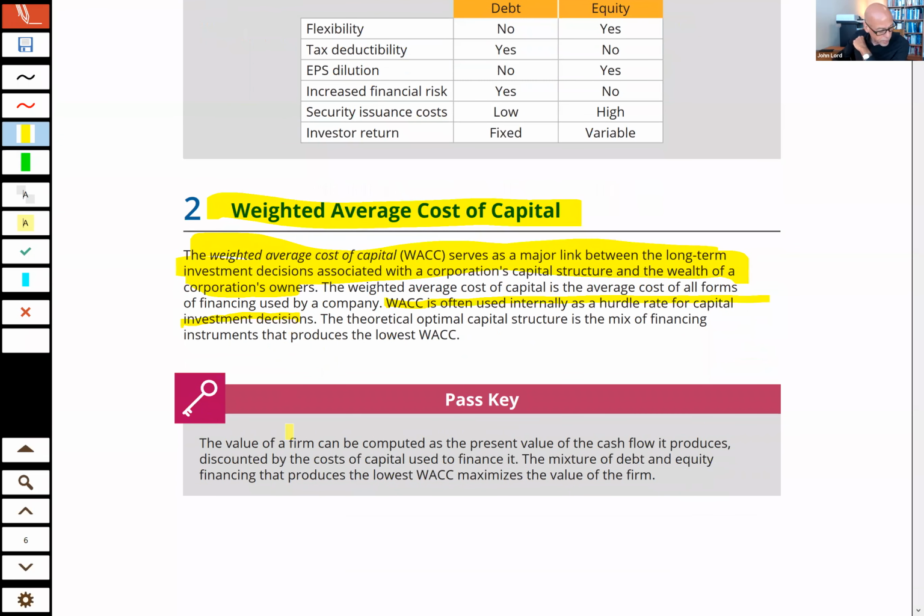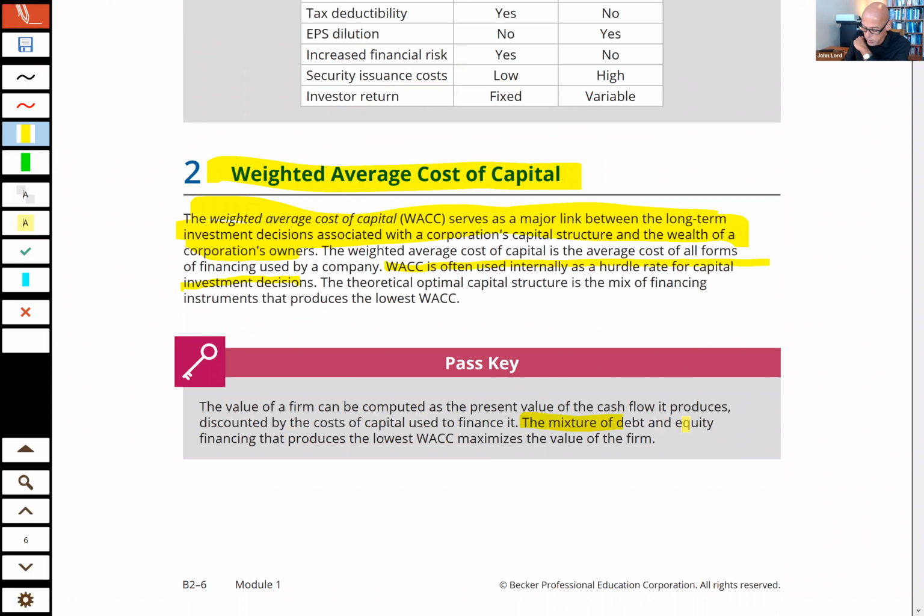So what the weighted average cost of capital strives to do is to get the mixture of debt and equity that produces the lowest weighted average cost of capital and maximizes the wealth of the firm. So why don't you go ahead and flashcard that?